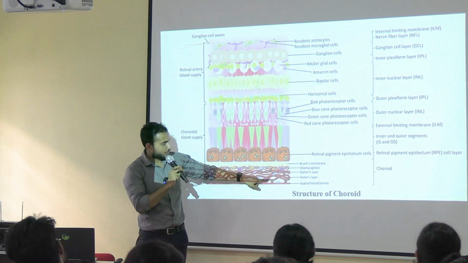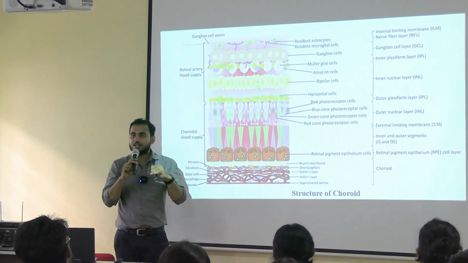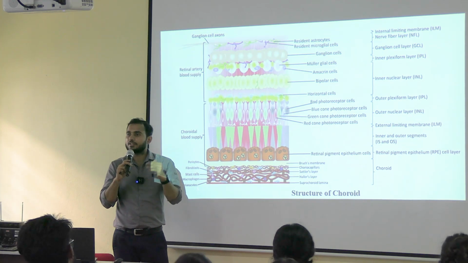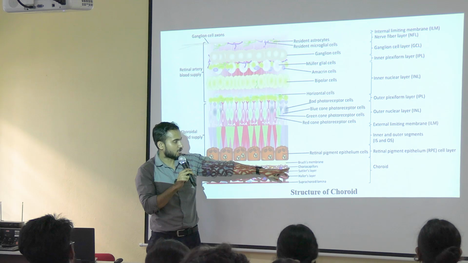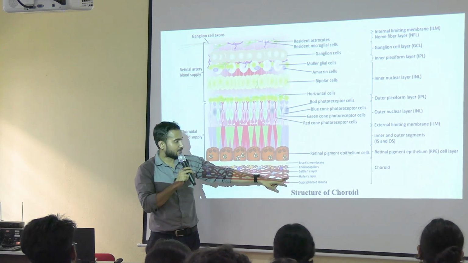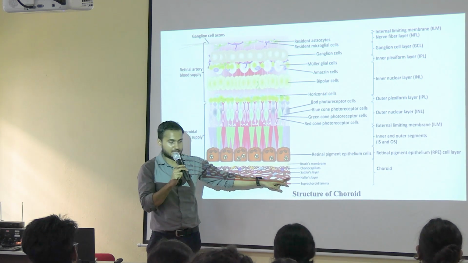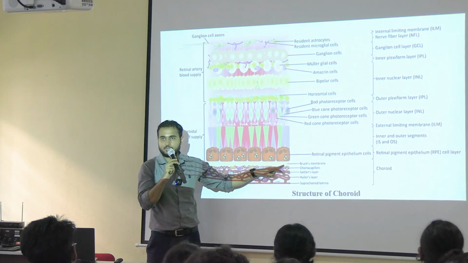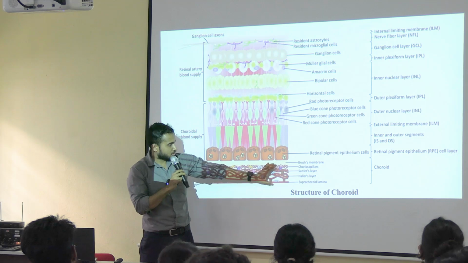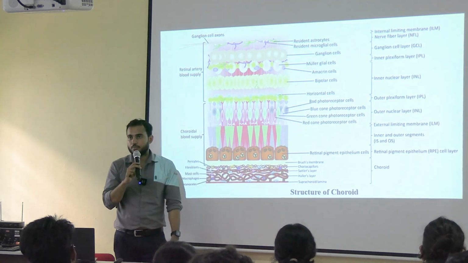Now in the choroid proper, different blood vessels are present in different layers. For example, you can see Haller's layer, Sattler's layer, and choriocapillaris. In Haller's layer, larger blood vessels, arteries, are present. Here mainly veins are there, and in this, capillaries are present. Together they form the choroid proper.